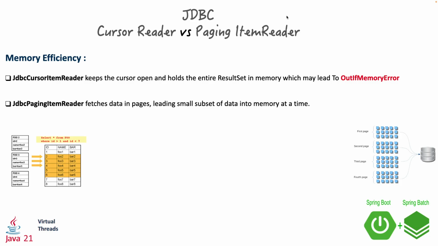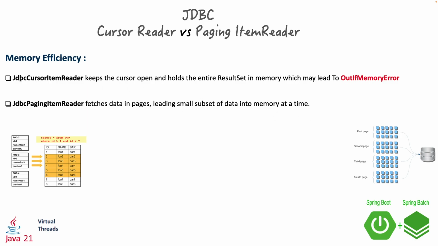So now coming back here, guys, we saw that we can use the cursor based item reader and also the paging item reader. Both of them are very good to use, but it depends on some factors. For example, for memory efficiency, I prefer using the JDBC paging item reader, because it fetches data in pages, in smaller chunks of data sets, and it will be very nice for memory.